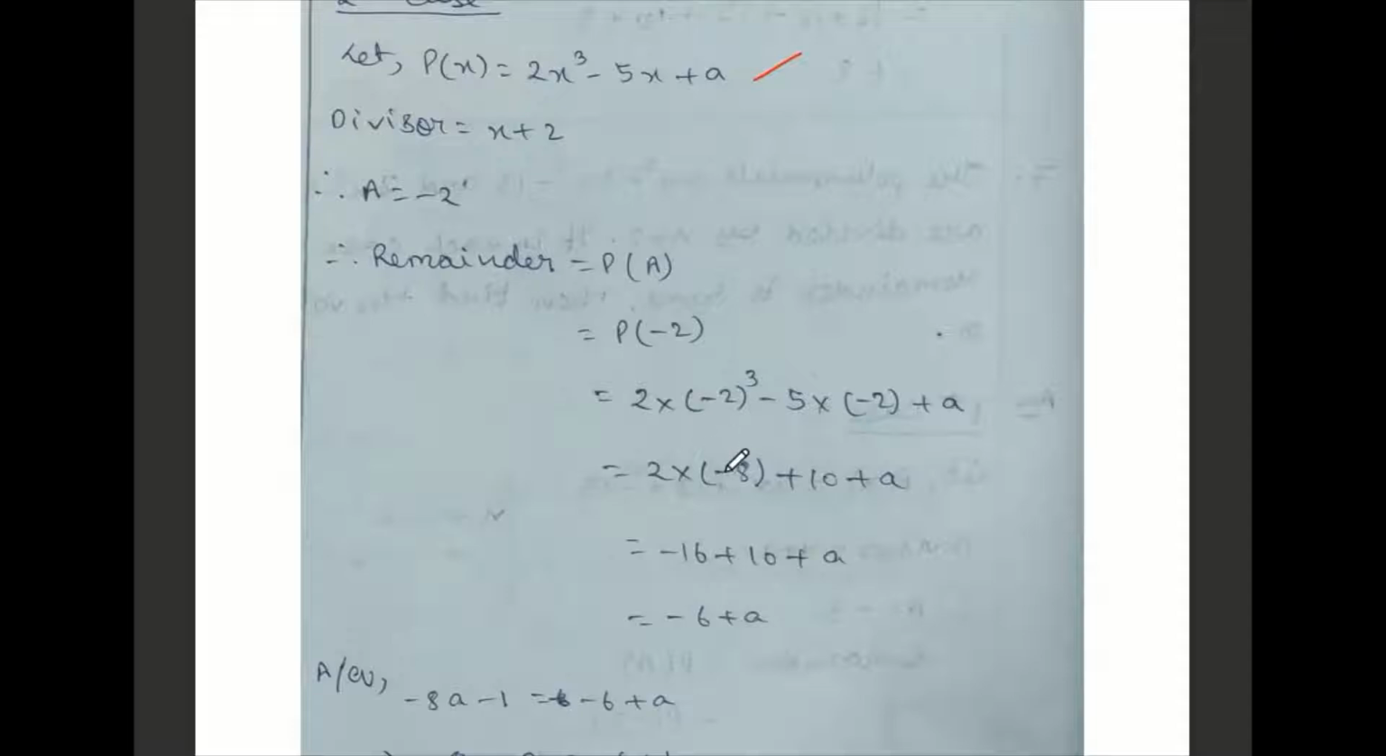Minus 2 three times is minus 8, so minus 8 into 2 is minus 16. This minus 5 and this minus 2 together make plus 10. So minus 16 plus 10 will give you minus 6 plus a. Now in the question it is already given that in both cases the remainder will be equal. So first remainder, minus 8a minus 1, is equal to second remainder, minus 6 plus a. We are searching for the value of a.